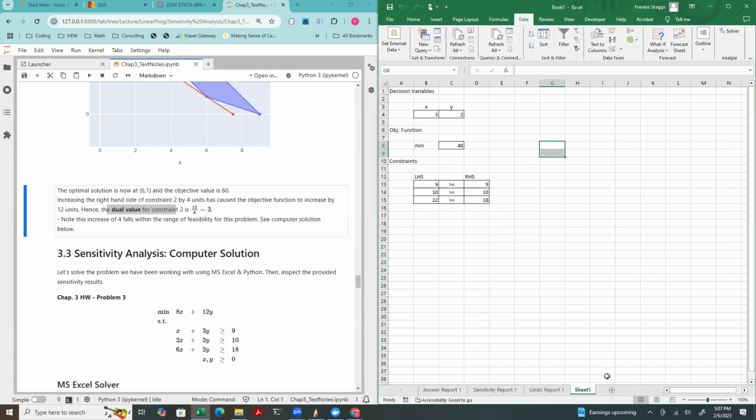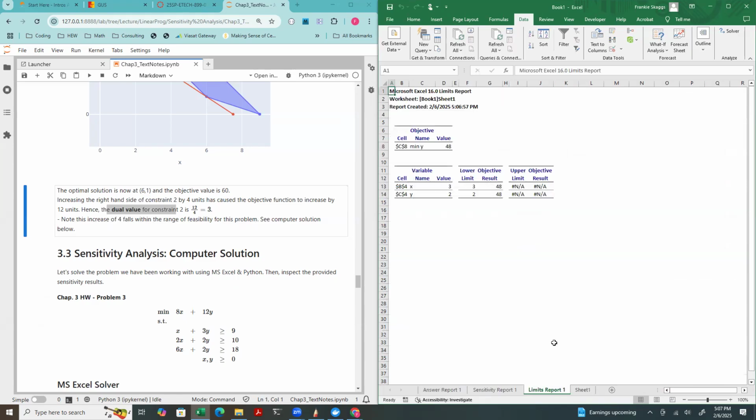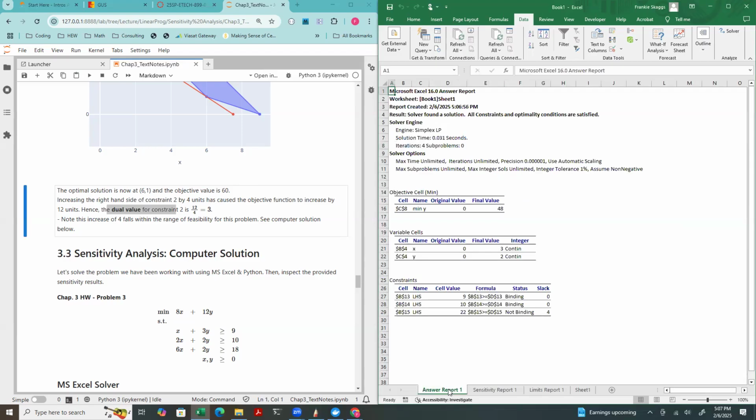So if I scroll this out here, I've got the original sheet 1, and then I've got a limits, a sensitivity, and an answer report. If I go to the limits report, I can see things like, well, I've got the optimal solution there, the value of the objective function, some other bits of information. The answer report, hey, this is kind of nice, considering I've got the objective function, I still have the optimal solution. I do have the note from the solver.